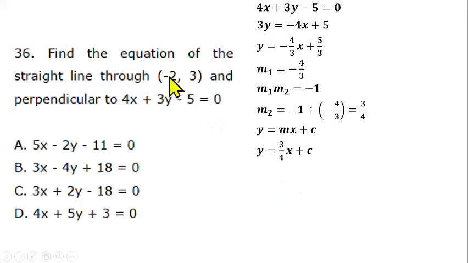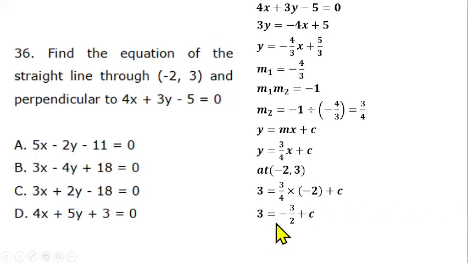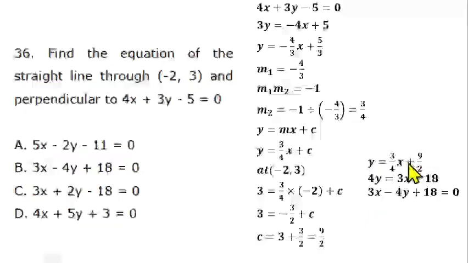So at this point given to us, we can find our c. So at minus 2 comma 3, our y is 3, our x is minus 2. So put that here. 3 equals to 3 over 4 times minus 2 plus c. 2 will take care of 4. So we have 3 equals to minus 3 over 2 plus c. Find c from there. Take this one to this side. You have 3 plus 3 over 2, which is 9 over 2. Then return that back into this equation. You have y is equal to 3 over 4x plus 9 over 2.